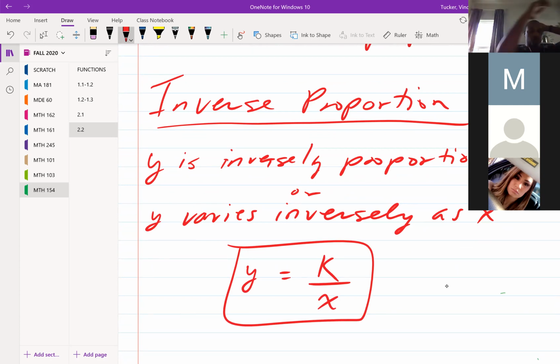All right, so your inverse proportion: y varies, or y is inversely proportional to x, or y varies inversely as x. It's y equals k over x. And k, once again, is that constant of proportionality.